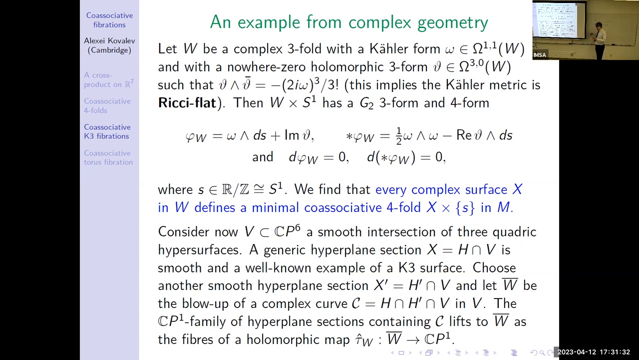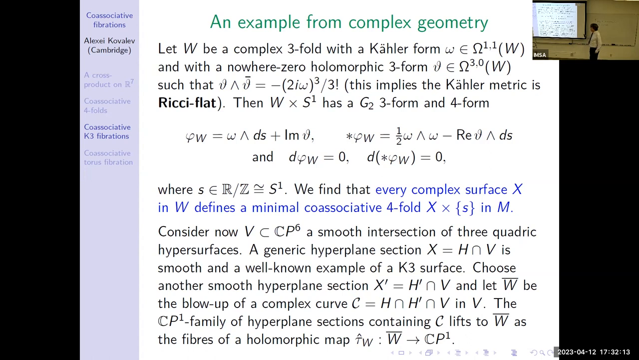Since we're interested in zeros, lambda and mu can be simultaneously multiplied by a complex constant, and they shouldn't both be zero. So that gives us a holomorphic map. But it will not be well defined on V, since on C we get many hyperplane sections passing through it. So we blow up C, and then all those intersecting K3 surfaces will become distinct, and we'll get a K3 fibration of this blow up, W bar. Or analytically, it's just a meromorphic function, so it's a holomorphic map to CP1.